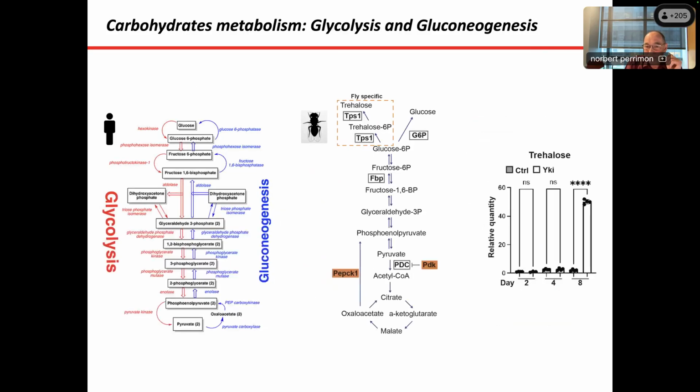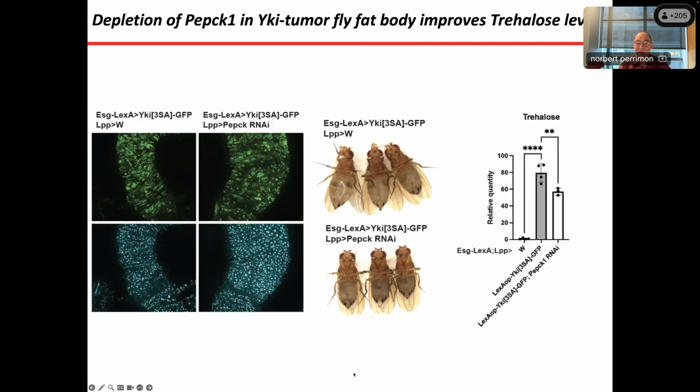Those 2 enzymes, PDK and PepsiK, drive gluconeogenesis. This is where you go basically from pyruvate and acetyl-CoA into trehalose or glucose. In flies, most of the circulating sugar is trehalose. And you can see that in the flies here, at day 8, there is a huge increase in the trehalose level. So we were able to show that this increase in gluconeogenesis is important for the cachectic phenotype of the flies.